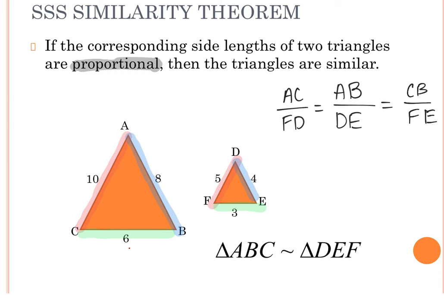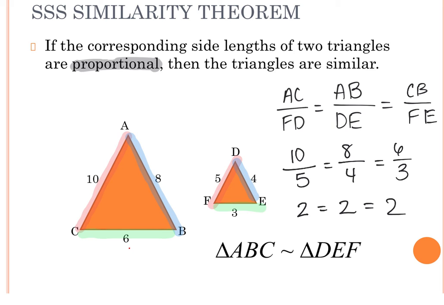All right, AC is what? It's 10, right? What's FD? 10 over 5 should equal AB, which is 8 over 4, which should be equal to 6 over 3. All of these fractions simplify to what? 2, 2, and 2, right? So if we can prove that all the sides are proportional, then we know that the two triangles are similar.